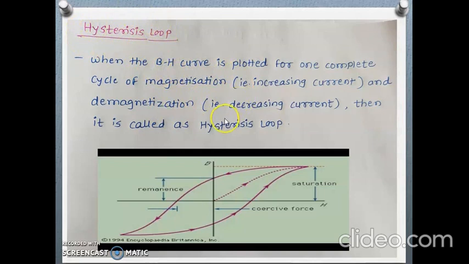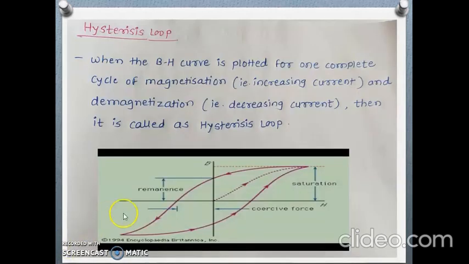What we are going to do here is change the current first in the positive direction and also in the negative direction, and we will see the effect of that, and we will get this type of loop, this type of curve. Here again, B is plotted on the y-axis and H on the x-axis. We are getting the starting point here.